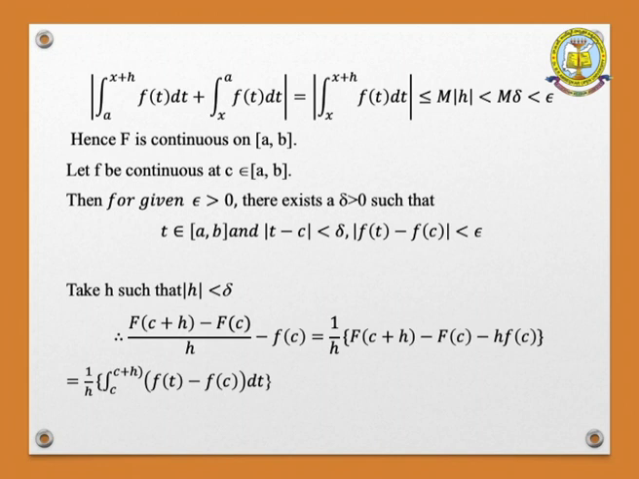Then for given epsilon greater than 0, there exists a delta greater than 0 such that whenever mod t minus c is less than delta, we have mod f of t minus f of c is less than epsilon. So, what do you mean by that? Consider (F of c plus h minus F of c) by h minus f of c, which is equal to 1 by h into (F of c plus h minus F of c minus h into f dash c). You take like this, consider this one.